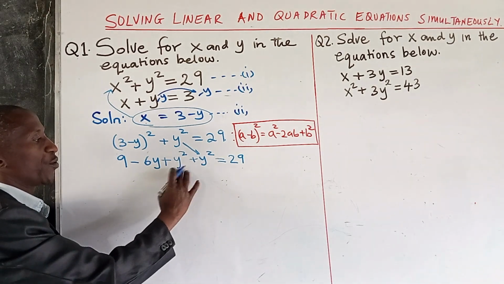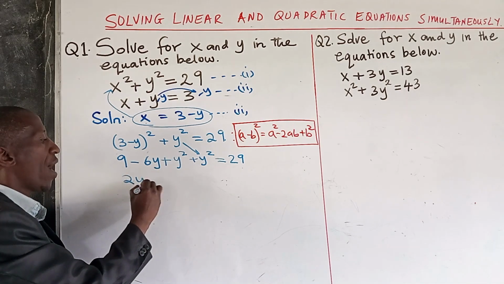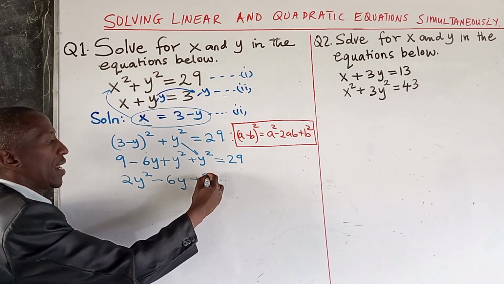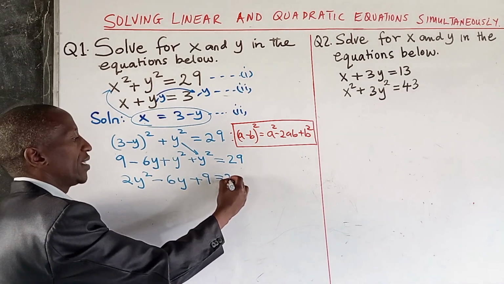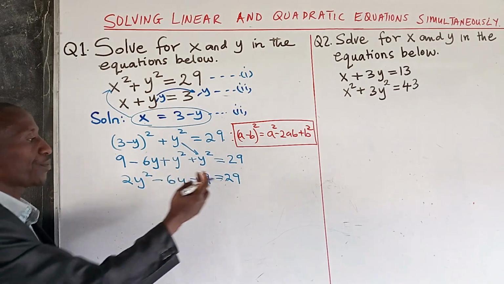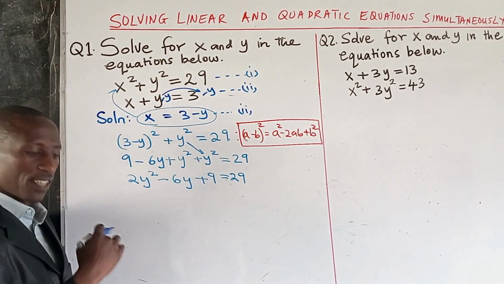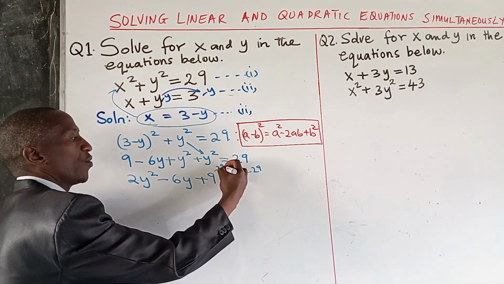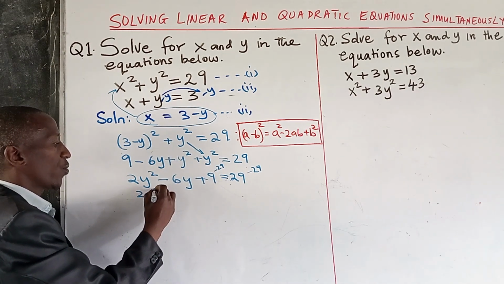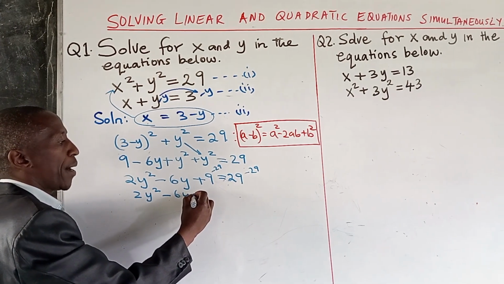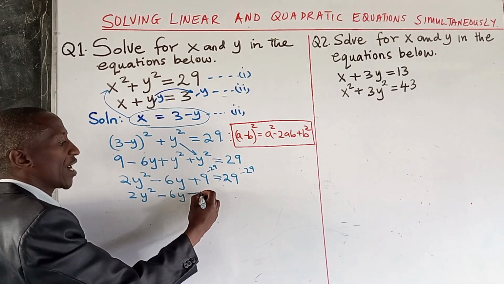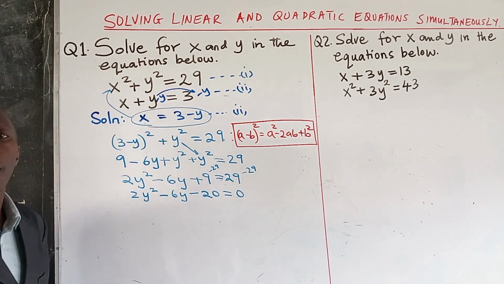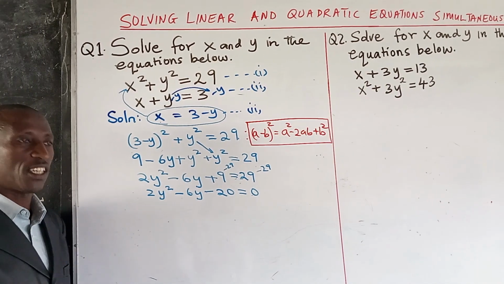However, let us put the like terms together. This gives us 2y squared minus 6y plus 9 is equal to 29. At this level, we can take like terms together, that is, subtract 29 from both sides, so that this gives us 2y squared minus 6y, 9 minus 29 gives us negative 20, is equal to 0. That way now, we have an ordinary and a proper quadratic equation.